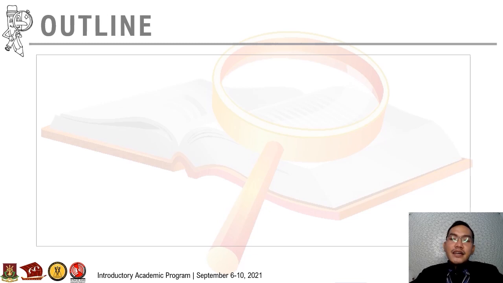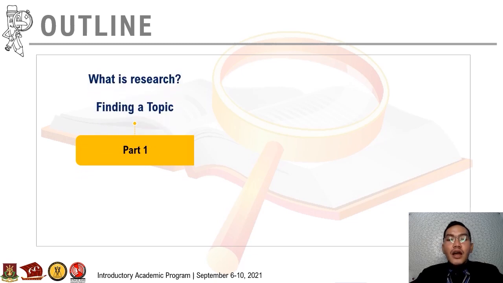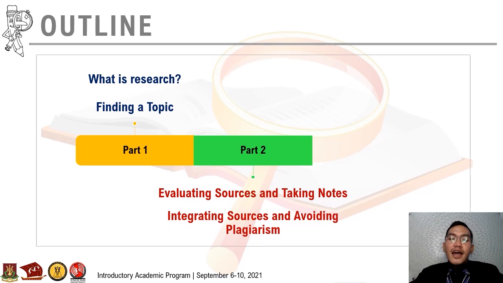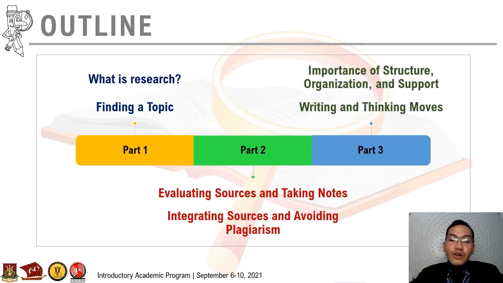My discussion has three parts. Part 1 will cover the overview of research in finding a topic. Part 2 will focus on evaluating sources and taking notes, as well as integrating sources and avoiding plagiarism. And finally, Part 3 will revolve around structure, organization, and support, as well as writing and thinking moves.